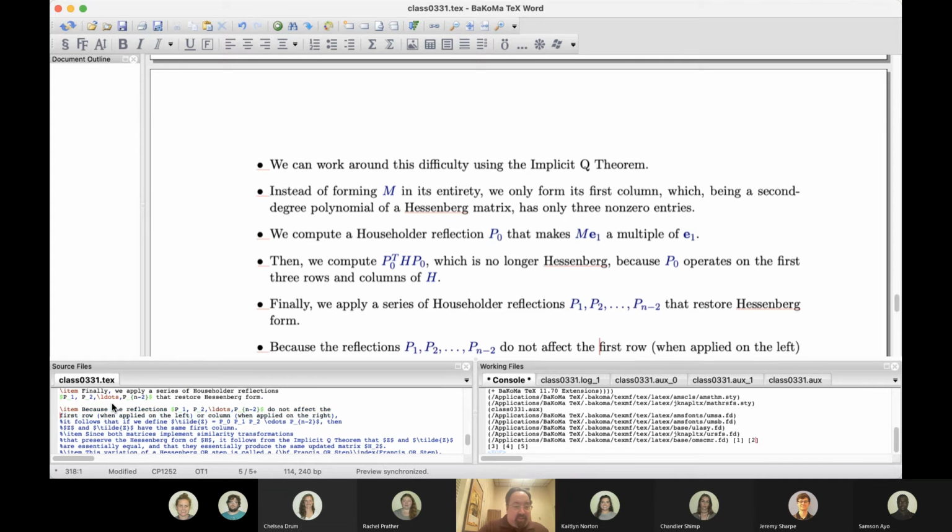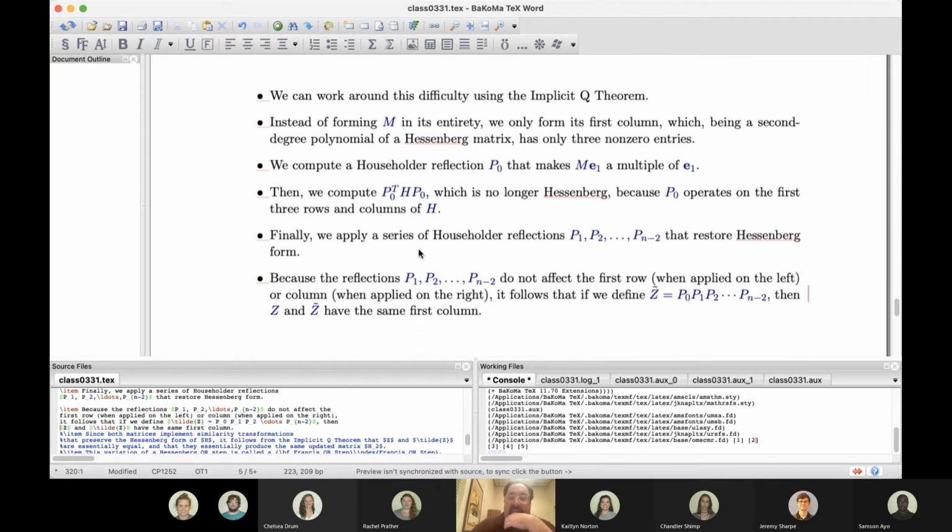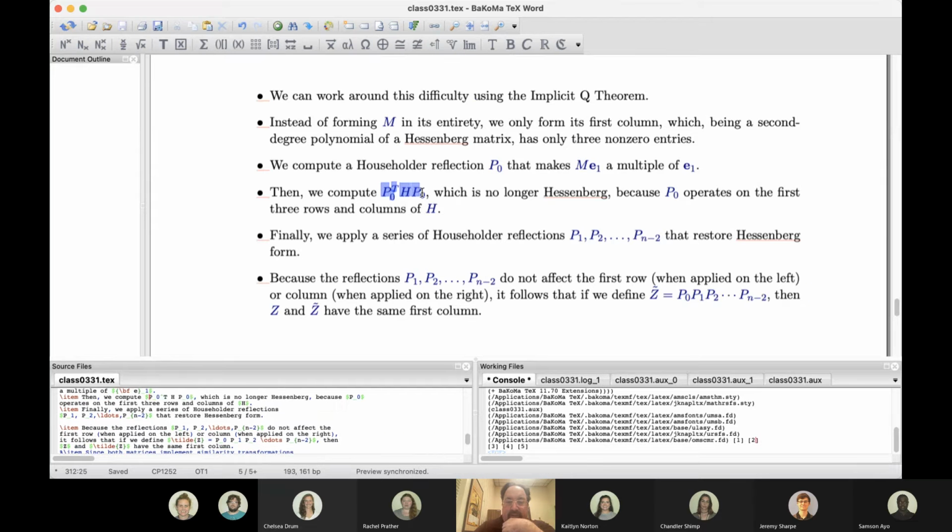Now, here's the key idea as to why this works. These Householders are only meant to make the matrix Hessenberg. For example, in the first column, we want to keep the first two nonzero entries. We want to wipe out anything below that. So that's going to affect rows starting from row 2 on down. They don't touch the first row when you multiply on the left. They don't affect the first column when they're applied on the right.